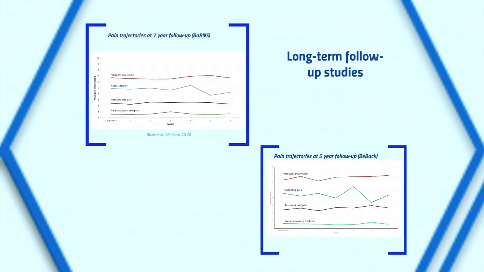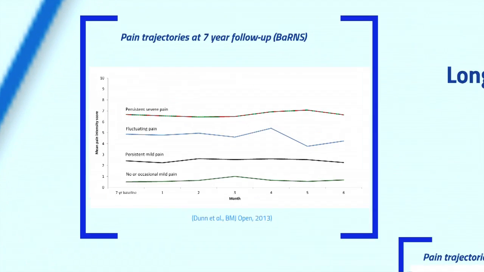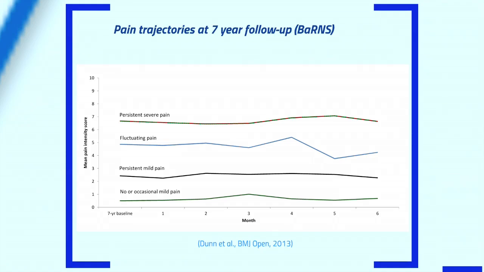So following that, I came back to the UK, and I did some long-term follow-ups of the cohort that I mentioned earlier, the Barnes study, and we followed these people up 7 years after they first went to the GP. And we collected data each month again, and we constructed trajectories once again using the same method. And what we found was that trajectories looked almost exactly the same as they did in the first period of study. And actually what we found is that most people stay in the same trajectory over time.